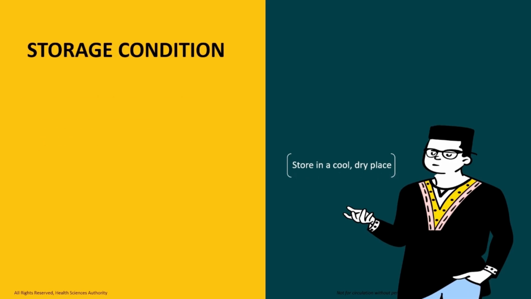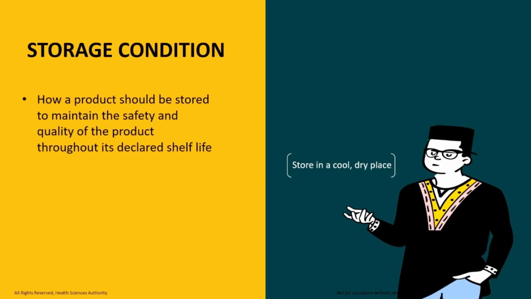Storage conditions specify how the product must be stored to maintain its safety and quality until its expiry date. Proper storage prevents deterioration and degradation of active ingredients. For our product, Miso joint venture, the storage condition should state, store in a cool, dry place.